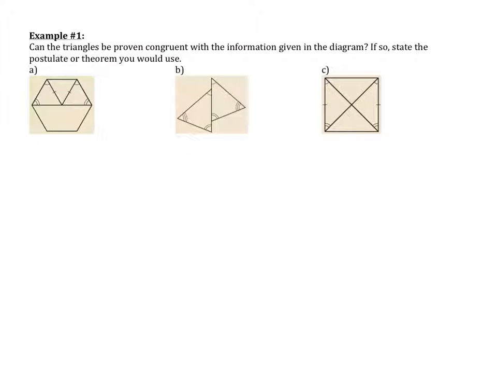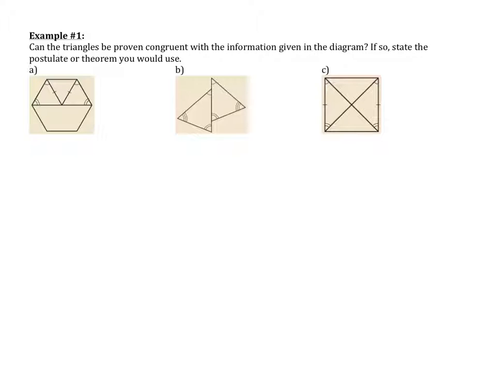Example number 1, can the triangles be proven congruent with the information given in the triangle? If so, state the postulate or theorem you would use. So when I look at part A, I see I have two triangles right here. One angle is congruent to this angle, so I have one pair of congruent angles. I have a second pair of congruent angles, and this side corresponds to this side, but it is not the included side. The included side would be if this side was congruent to this side, since it's in between the two pairs of congruent angles.